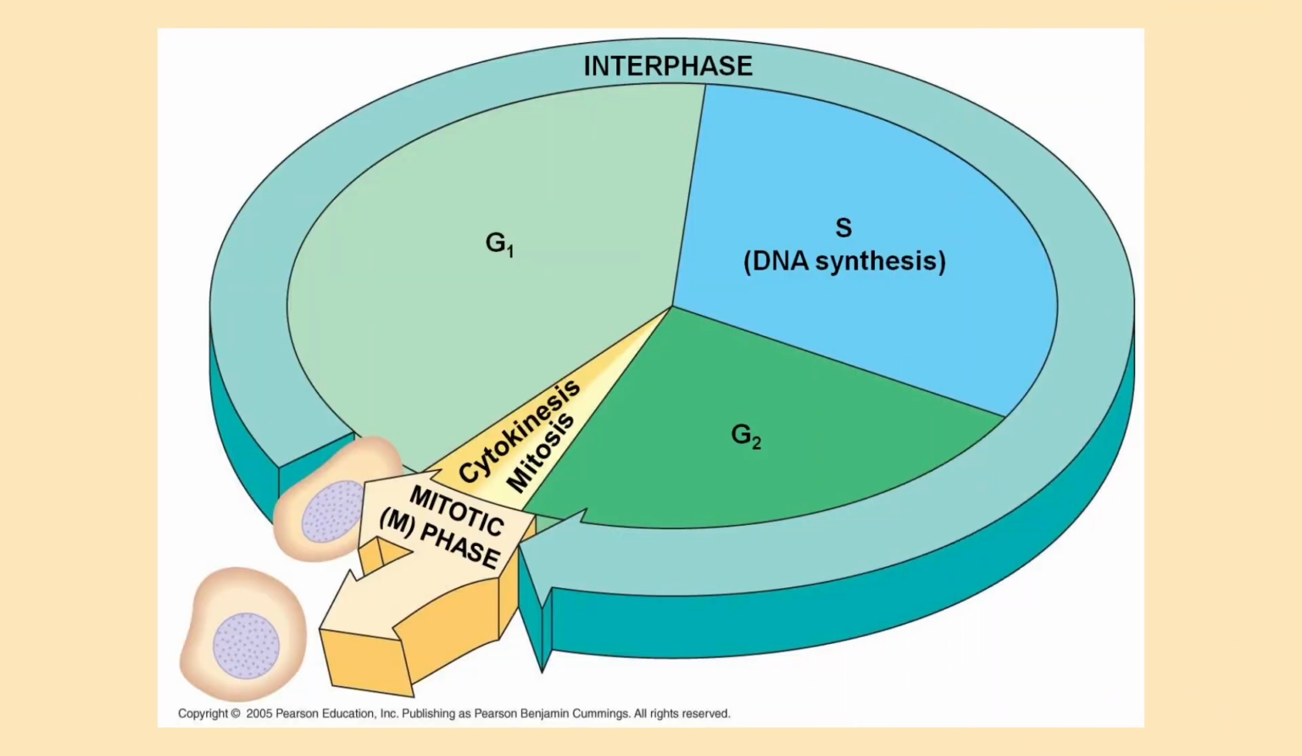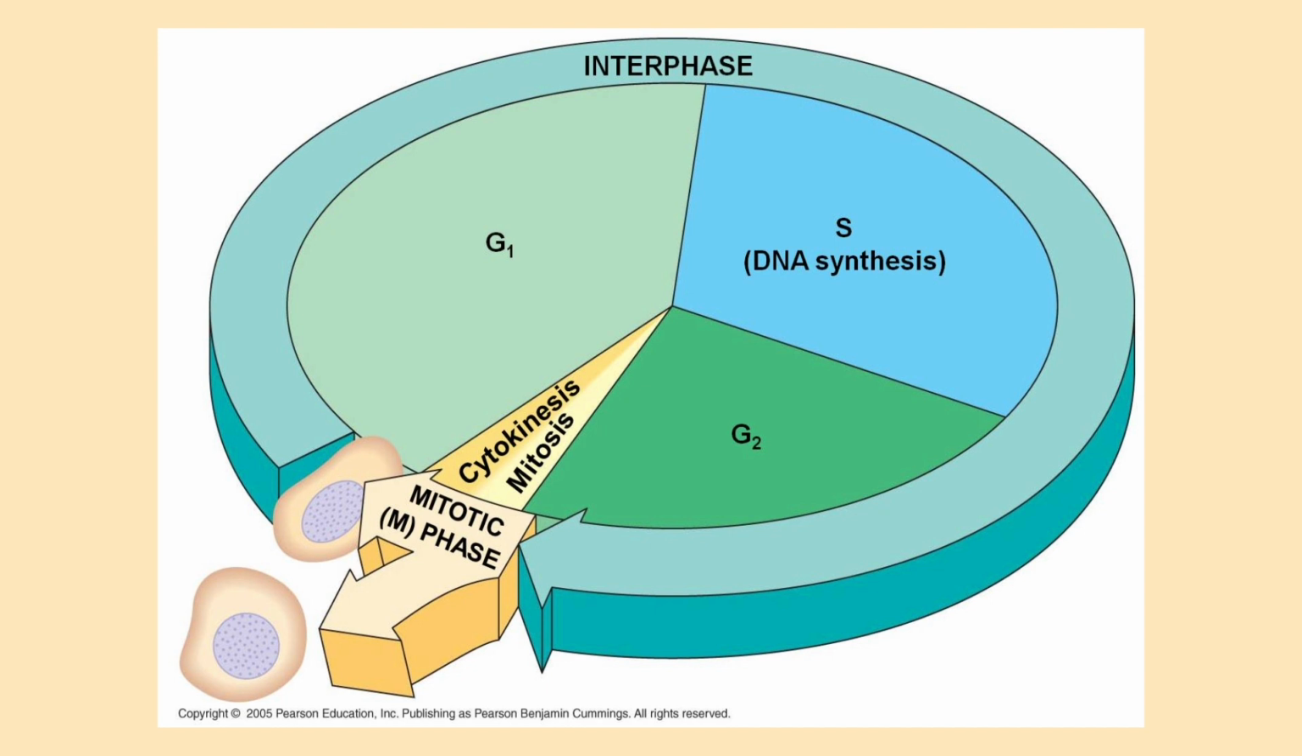Interphase is subdivided into three main phases: Gap 1, synthesis, and Gap 2. In Gap 1, the cell grows, producing proteins and increasing in size. Then in the S phase, the crucial event of DNA replication occurs. Each chromosome, initially consisting of one chromatid, now becomes a pair of identical sister chromatids, joined at their centromeres.